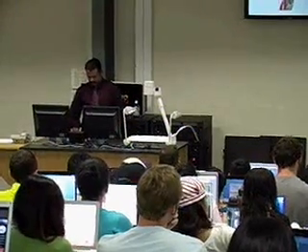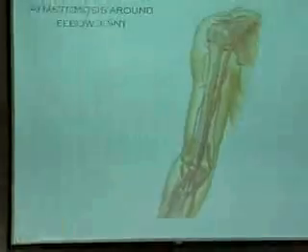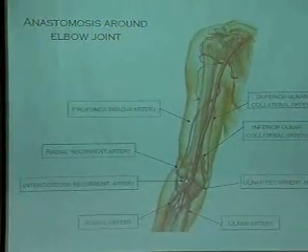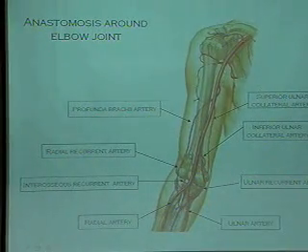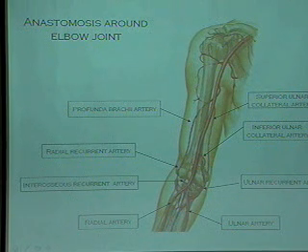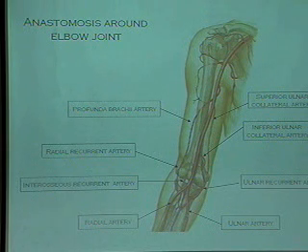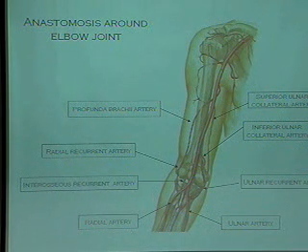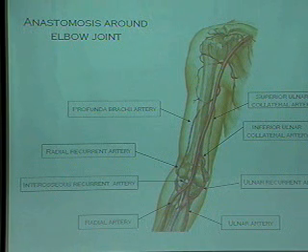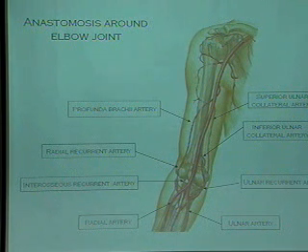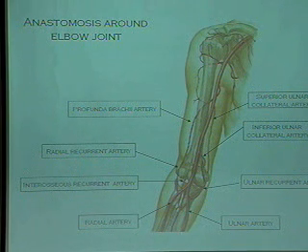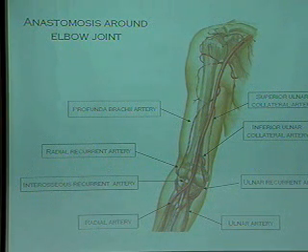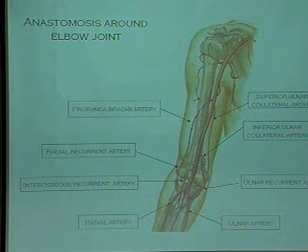Okay, so we've seen the branches of the brachial artery. Anastomosis are on the elbow joint. This is your brachial artery, which divides into radial and ulnar arteries. So what are the branches of the brachial artery? PINS, P-I-N-S. Profunda brachii artery, inferior ulnar collateral artery, nutrient artery, superior ulnar collateral artery. Not in that order, but if you just want to remember the 4 named branches of the brachial artery, it's PINS.